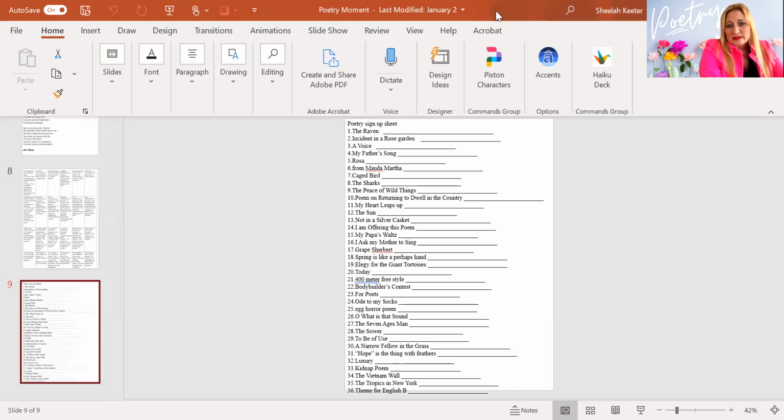I also provide a list such as this one in the beginning of this lesson so that they have some direction when they go to choose a poem. I give them a list of poems that they can choose from, and it's typically a list that draws engagement from the students.